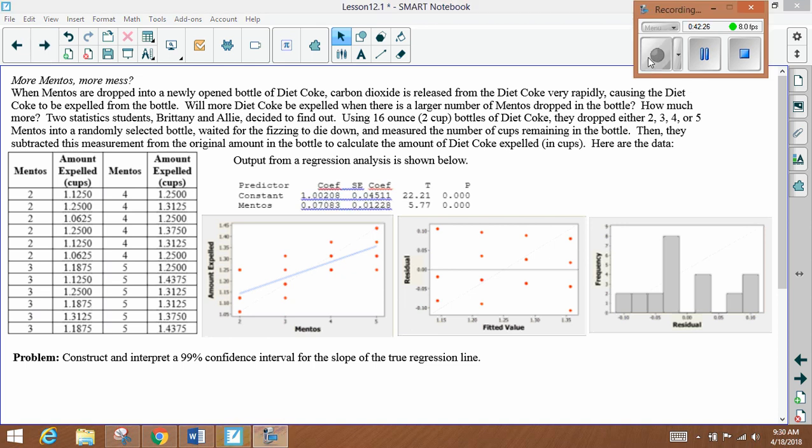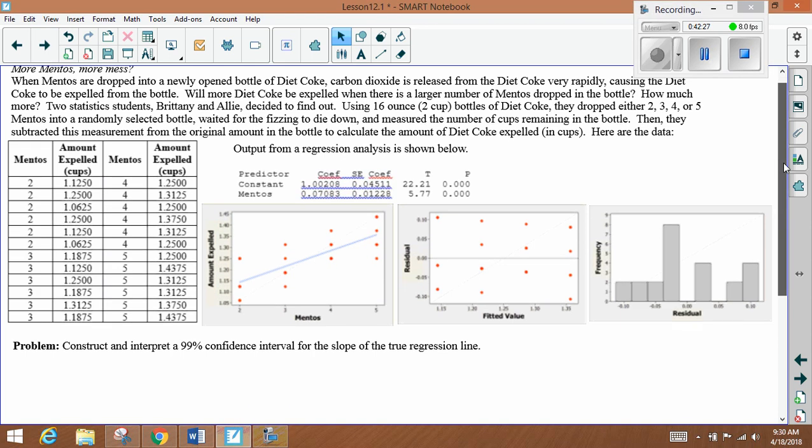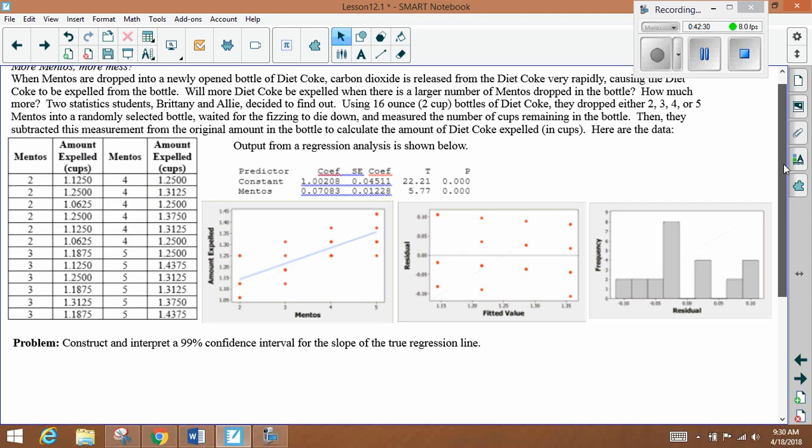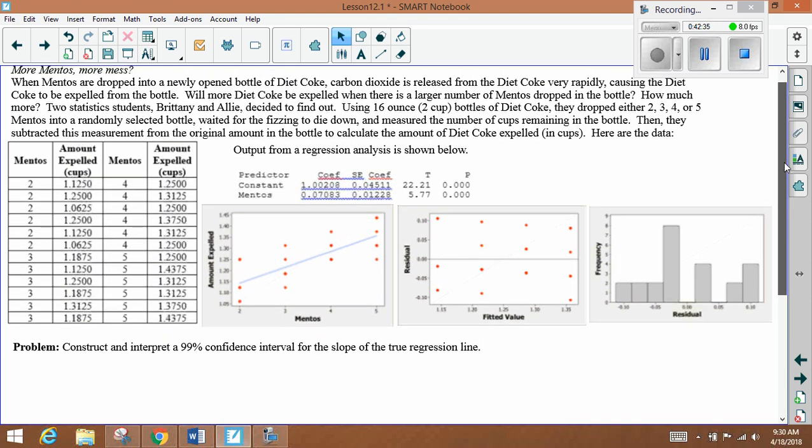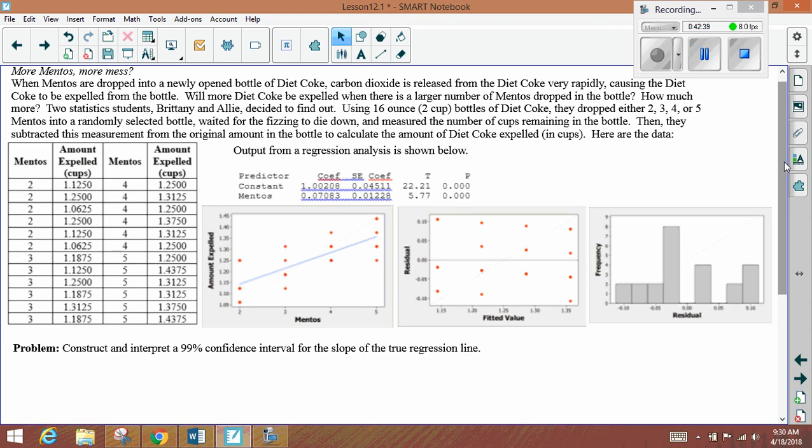And I want to get through more. Here we go. So they're dropping either 2, 3, 4, or 5 Mentos in a randomly selected bottle. Awesome, I see the word random. Waited for the fizzing to die down. They measured the number of cups remaining in the bottle. Then they subtracted this measurement to figure out how much was expelled.